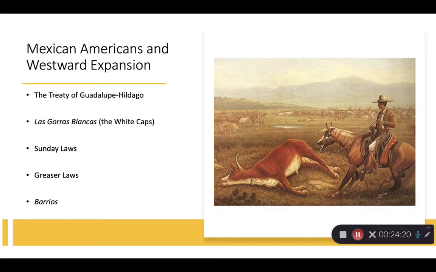And then the barrios were clusters of working class homes in which many Mexican Americans lived.